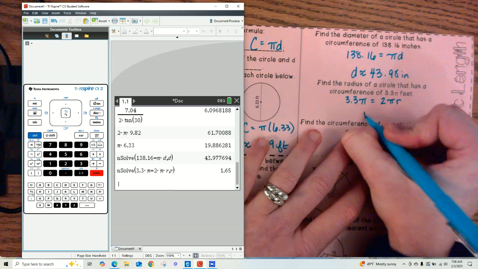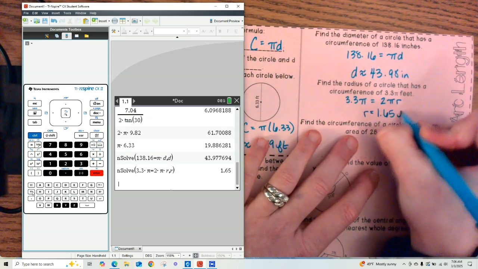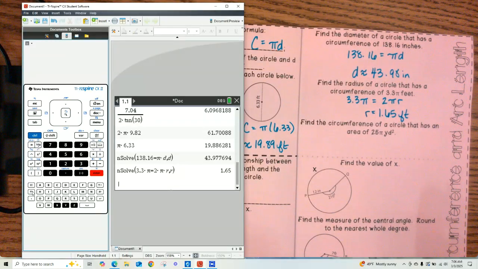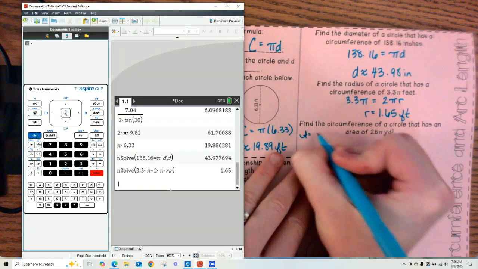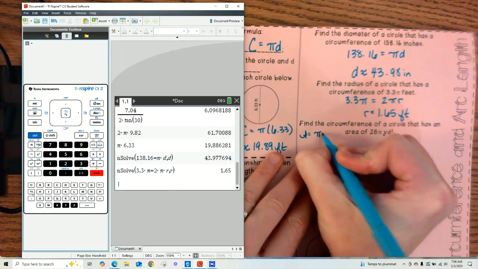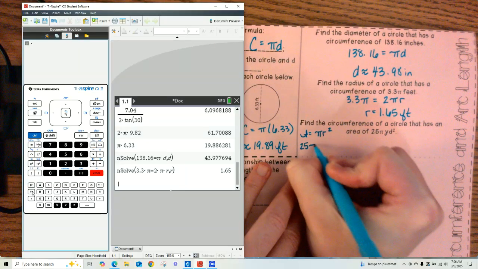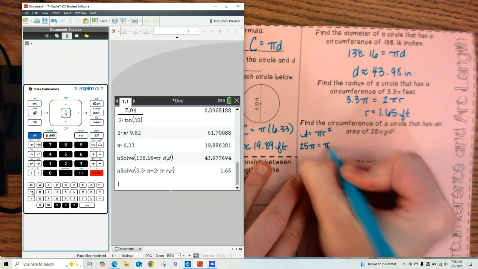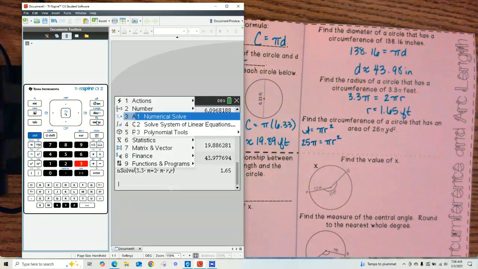And we get a radius that is equal to 1.65 feet. And then finally find the circumference of a circle that has an area of 25 pi yards. Okay. So, area. Area is pi r squared. So if the area is 25 pi, we can find the radius, pi r squared. So we can do menu 3-1.